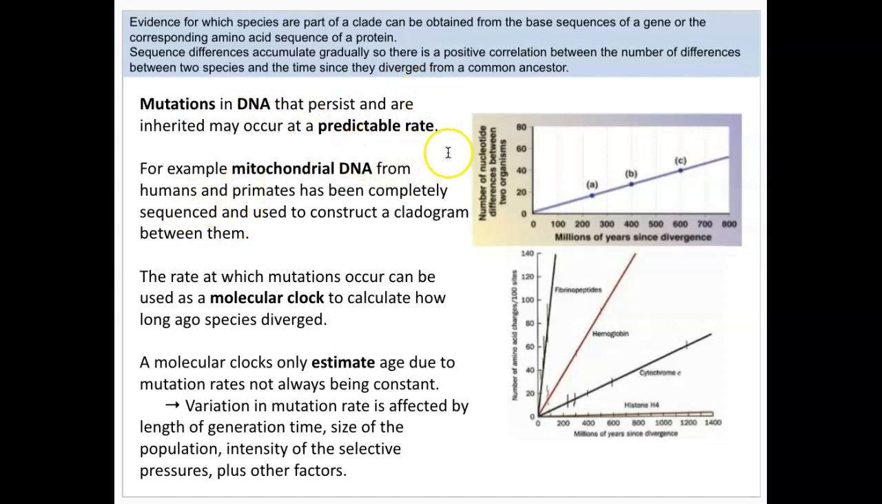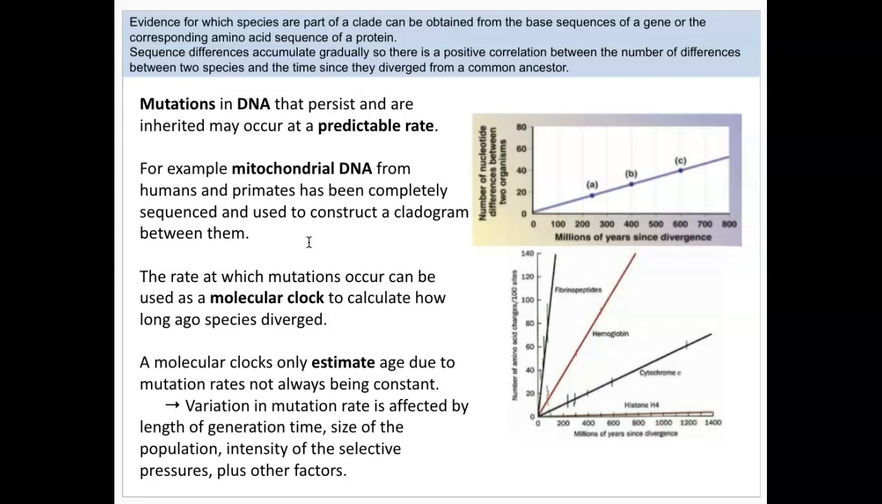They typically do choose reliable traits to be able to look at things like this. For example, mitochondrial DNA is found in a lot of organisms, all humans and primates for sure, and this DNA has been completely sequenced and it's known to be very reliable. Therefore, we can use this particular DNA evidence to create the cladogram.